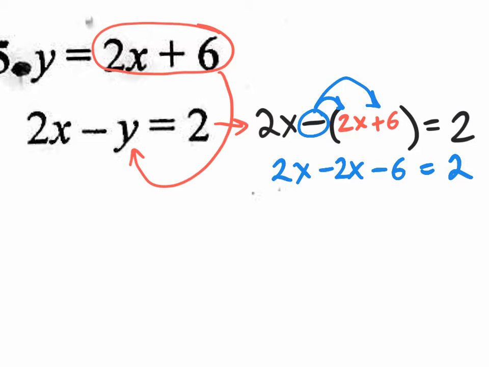However, when you combine like terms, when you say 2x, take away 2x, what happens? It cancels out, right? What do you have left? Negative 6 equals 2.